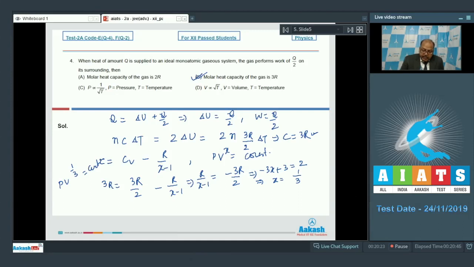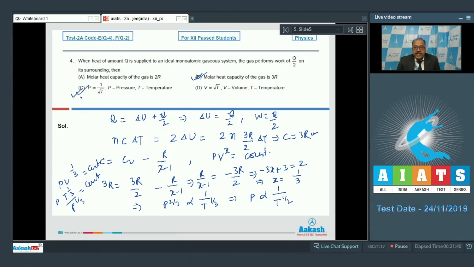Let's look at the variation of pressure with temperature. So let's eliminate V, and we can put V equal to nRT by P. So we have P into T to the power 1 by 3 by P to the power 1 by 3 is equal to constant. That gives us P to the power 2 by 3 is proportional to 1 by T to the power 1 by 3. And if we take the power of 3 by 2 on both sides, we find P is proportional to 1 by T to the power 1 by 2, which is matching with option C. So option C is correct.